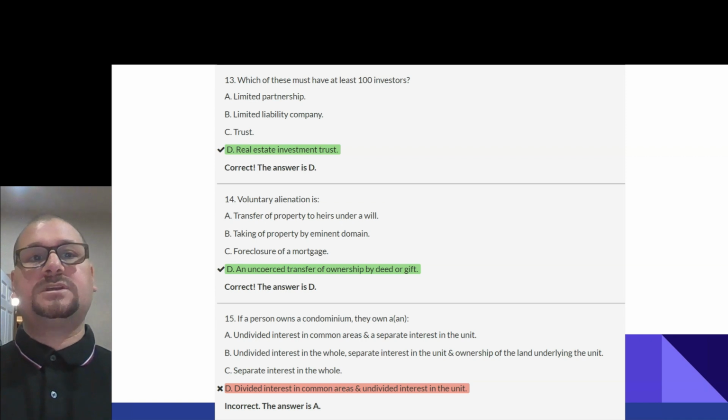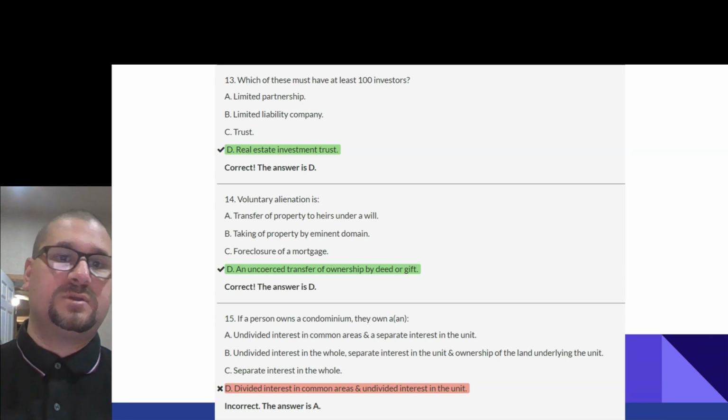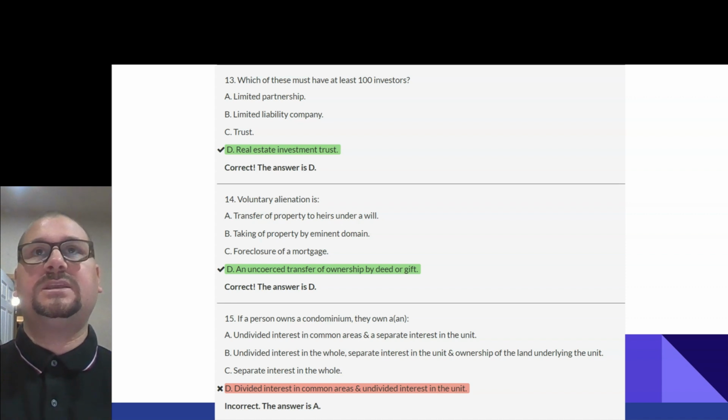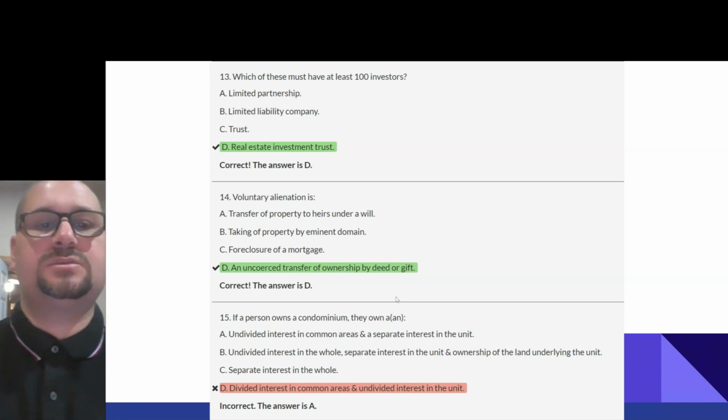So is that a limited partnership? No. A limited liability company? No. A trust? No. Voluntary alienation is what? So voluntary, right? This is something you volunteer for. This is something you get. So transfer of property to heirs under a will? No. Taking of property by eminent domain? No. Foreclosure of a mortgage? No. An uncoerced transfer of ownership by deed or gift? 14.